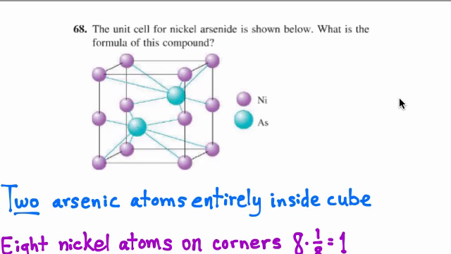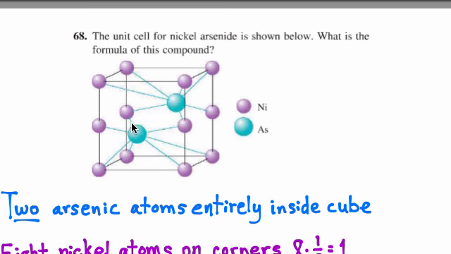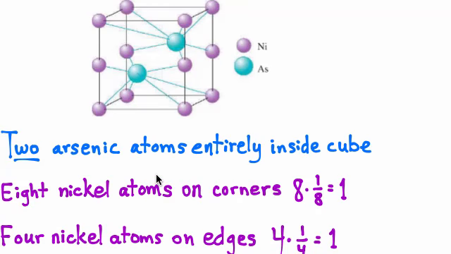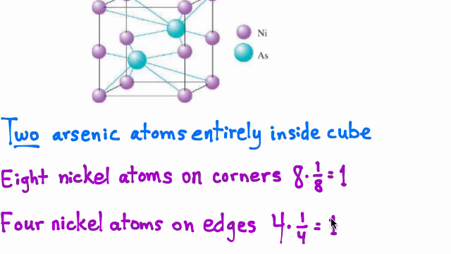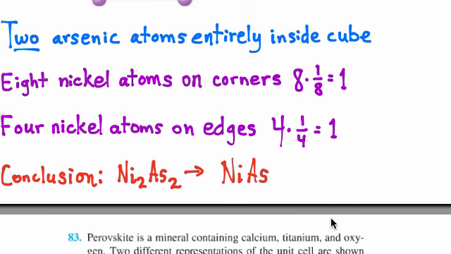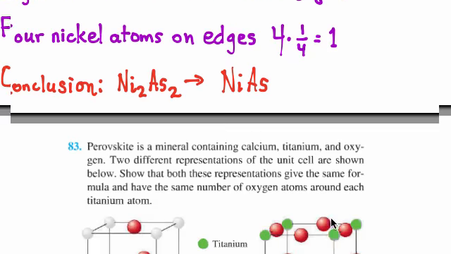Here's a weird one with arsenic totally on the interior, 2 arsenics on the interior. Nickel, 8 nickels on the corners. That's 1/8 times 8 for the nickels. And yeah, so what does that all add up to? That's 1 nickel here and 4 more nickels on the edges, total of 2 nickels and 2 arsenics totally inside. But that boils down to an empirical formula of nickel arsenide, NiAs.